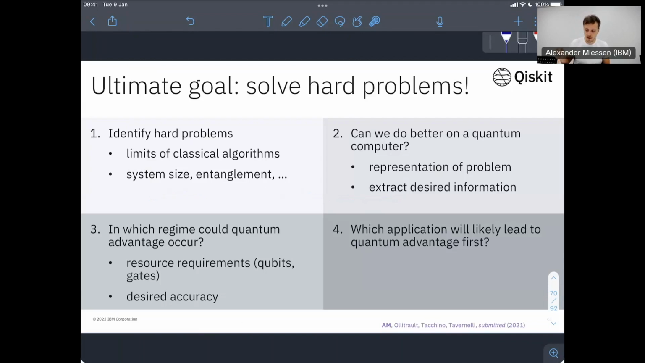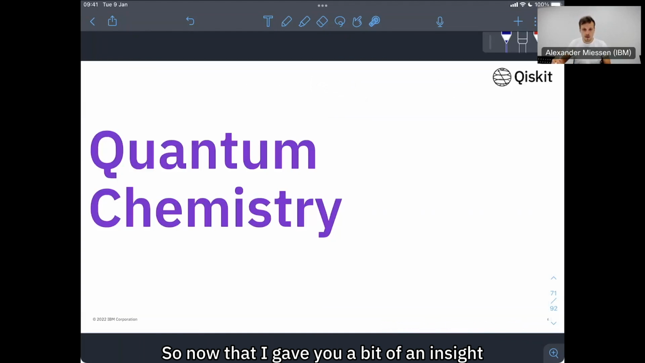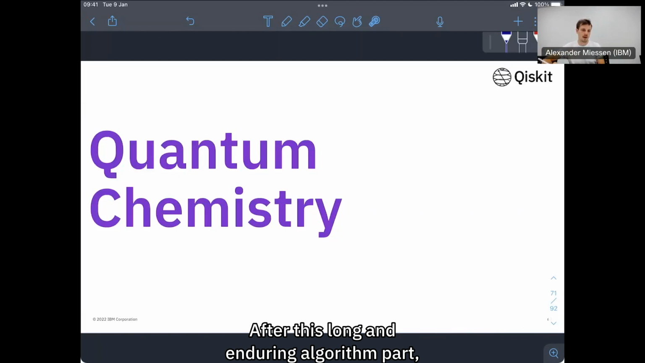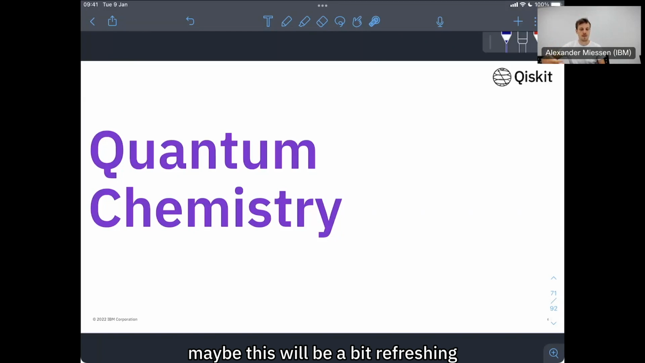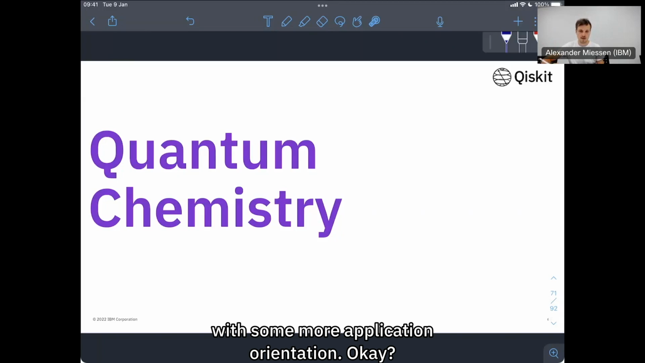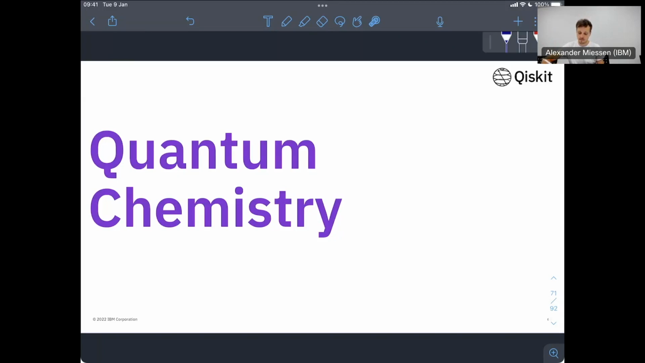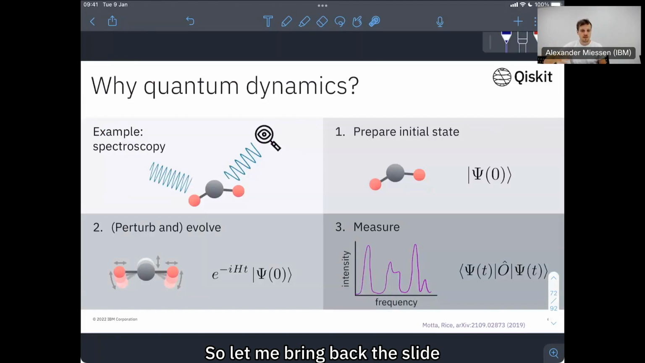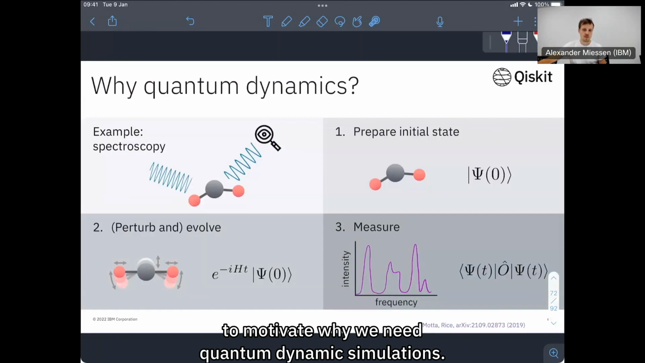Okay, so now that I gave you a bit of an insight into how we do our research, let's go to quantum chemistry. Okay, after this long and enduring algorithm part, maybe this will be a bit refreshing with some more application orientation. Okay, so let me bring back the slide that I showed you in the very beginning to motivate why we need quantum dynamic simulations.